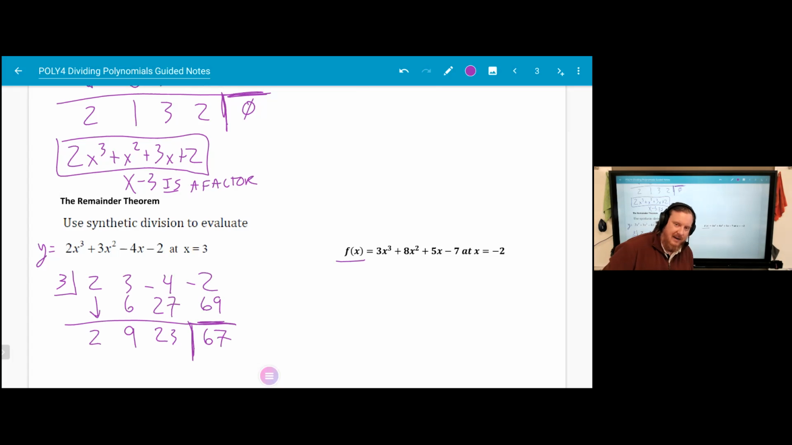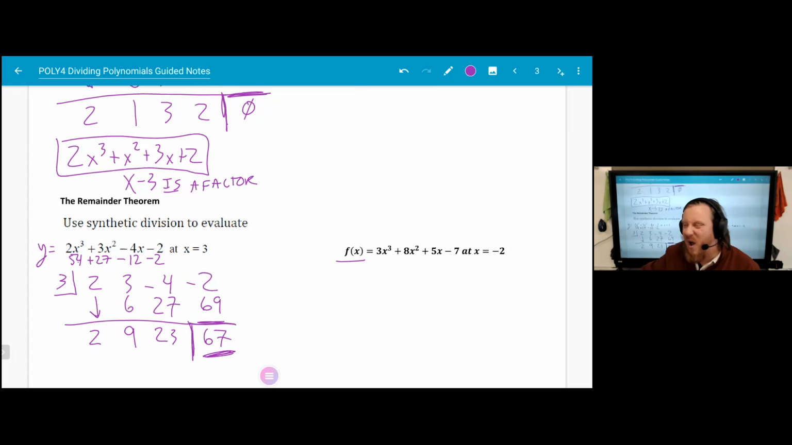If you plug 3 into this function right here, you will end up with 67. And I'll prove it. 3 cubed is 27, times 2 is 54. Plus 3 squared is 9, times 3 is 27. Minus 4 times 3, which is 12. Minus 2, does that give us 67? Well, 54 plus 27, that's 81. 81 minus 12 is 69. Minus 2 is 67. That's just kind of a short way to find the y value at that.